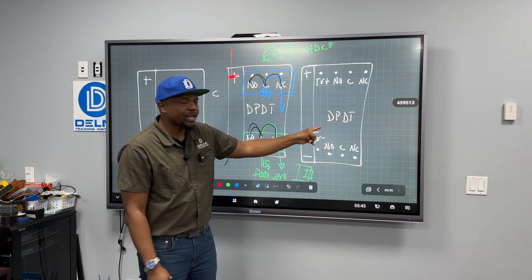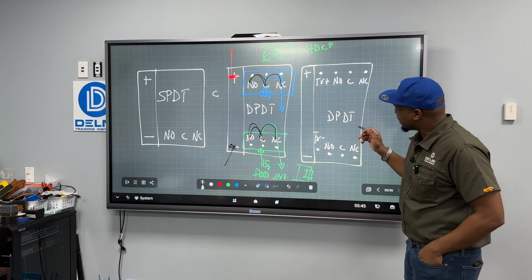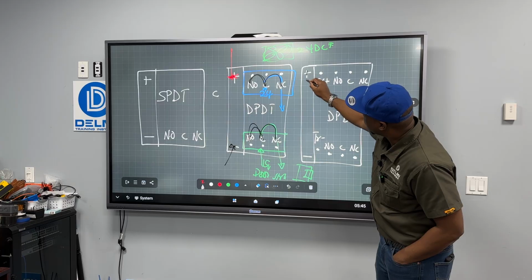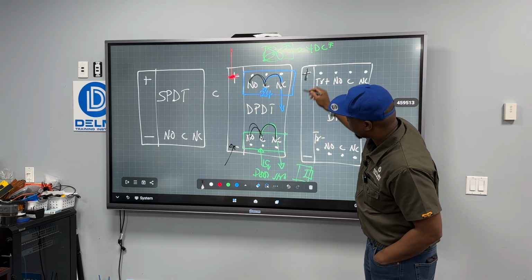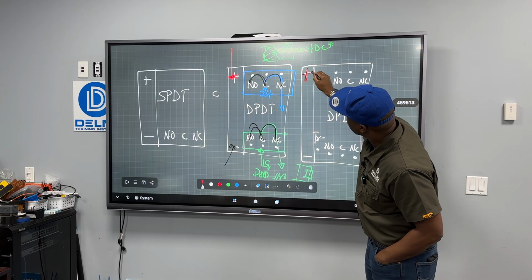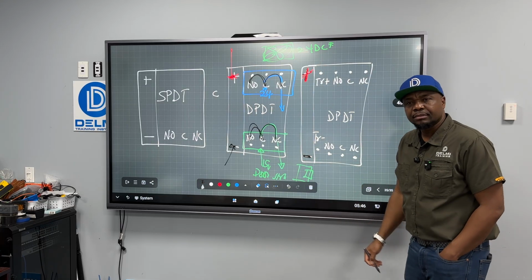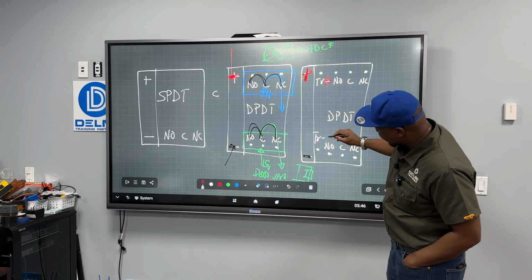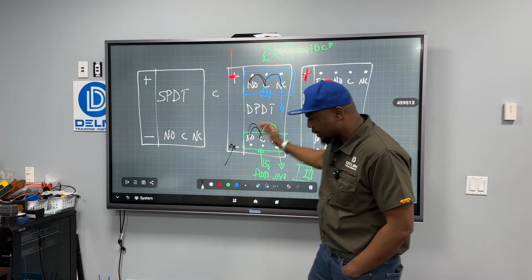Now let's look at how we are going to connect this one. This one is a little bit unique because it's got a positive and a negative here. But at the same time, it's got a trigger positive and a trigger negative. So let's look at how these ones work.